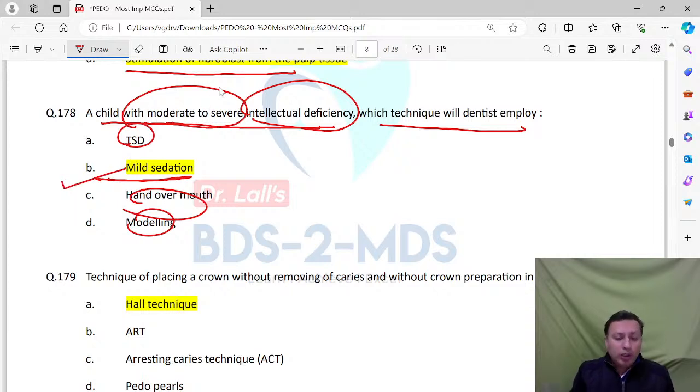And the kids in the mental deficiency classification from moderate to severe are the kids who are trainable or have limited trainability. So these kids need to be treated by pharmacological means rather than non-pharmacological means.